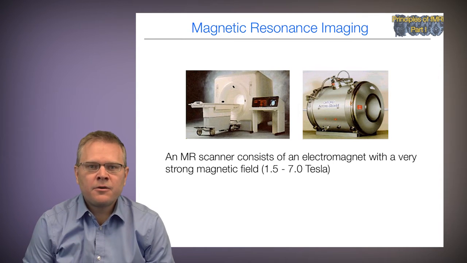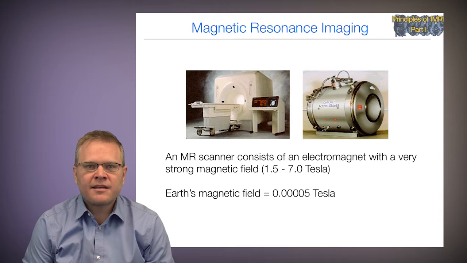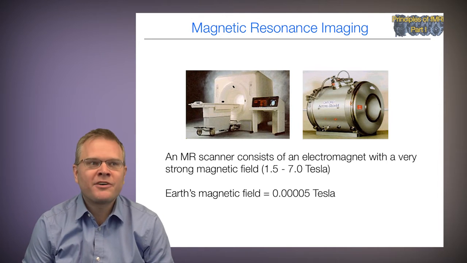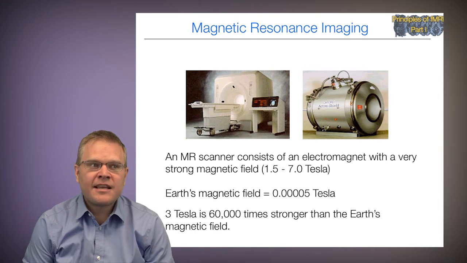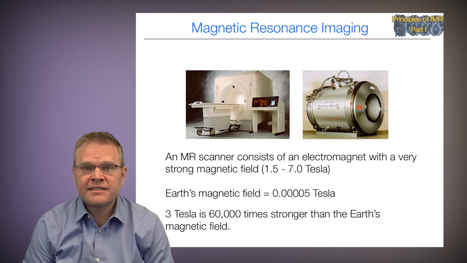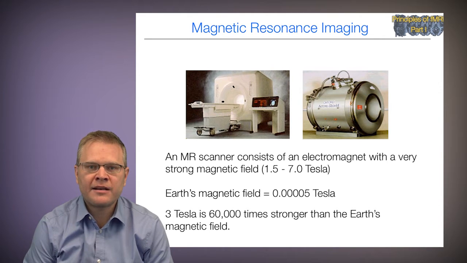So what does that mean? Well, to put this in context, consider that the Earth's magnetic field is 0.00005 Tesla. So in this case, a 3 Tesla magnet is roughly 60,000 times stronger than the Earth's magnetic field. So it's a very strong electromagnet with a strong pull.